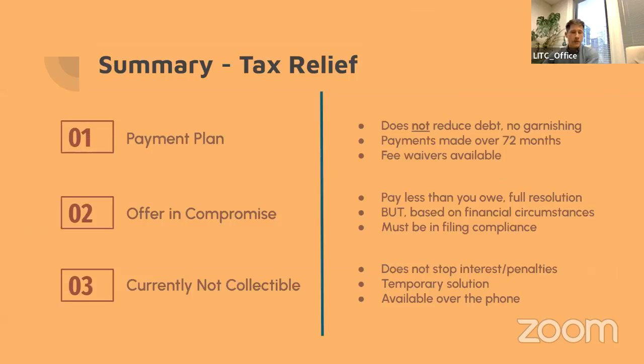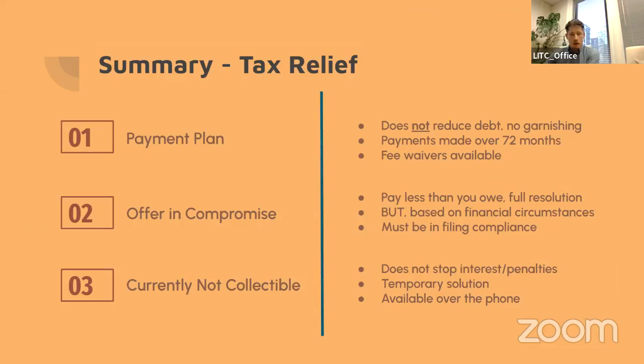As far as tax relief, again, if you get to the end of the year and tax season and realize that you suddenly have all of these taxes due, you have at least three options. Payment plan doesn't reduce your debt, but the IRS won't garnish wages. You can make payments over 72 months, and fee waivers are available for low-income clients.